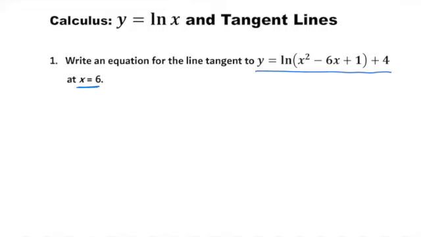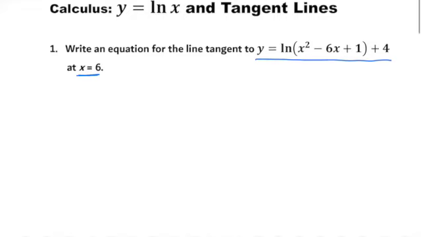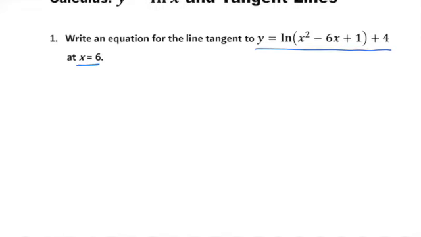If you're in my class or if you've been watching these videos, you hear me say this a lot. If you want to write the equation of a tangent line, you need two things: a point and the slope. They've given you the x coordinate for the point of tangency, but we need the y coordinate, so we're going to plug 6 into the function.